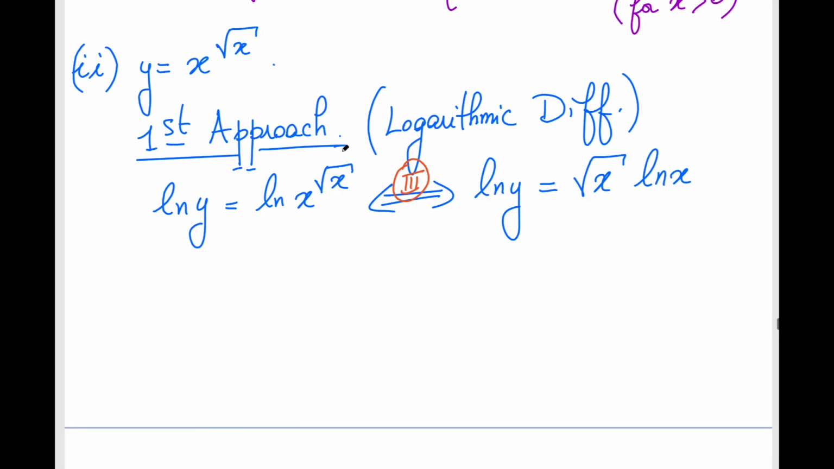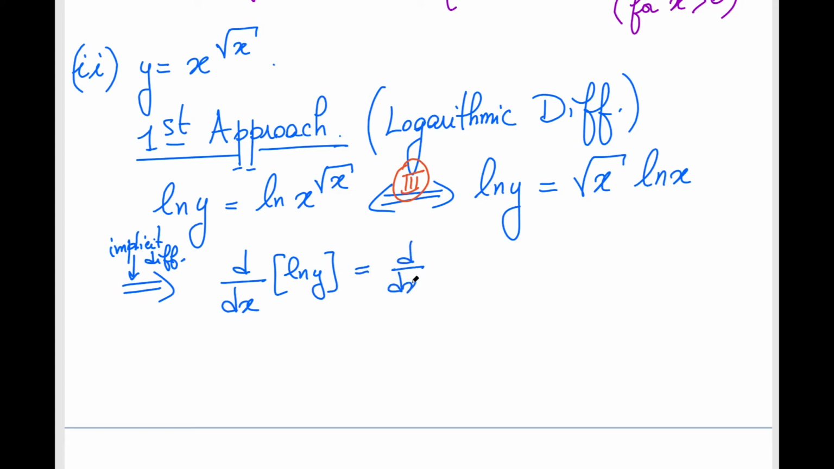So what do we want? We want y prime. We're using implicit logarithmic differentiation. So implicit differentiation yields what? The derivative of ln of y with respect to x is equal to the derivative with respect to x of this function, square root of x times ln x. This is a product here.